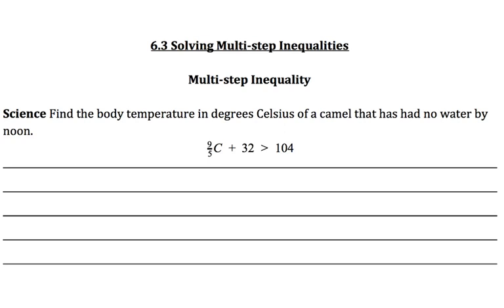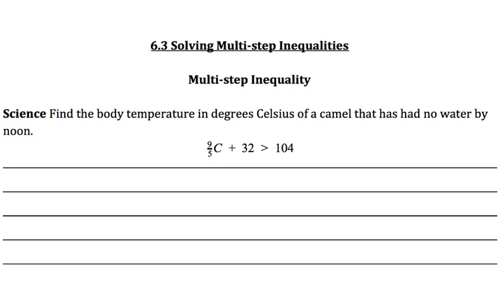So in the text, they started with a word problem. And this equation right here that you're looking at is all about converting from Fahrenheit degrees to Celsius degrees. So that's where this is coming from. And there's a little bit of an explanation in it, but this is one of those types of problems in a textbook where you kind of just want to go straight to the formula and go from there. So find the body temperature in degrees Celsius of a camel that has had no water by noon. And so they tell you that it's 104 degrees Fahrenheit. It's going to be more than that. So this conversion is going to give it to you in Celsius.